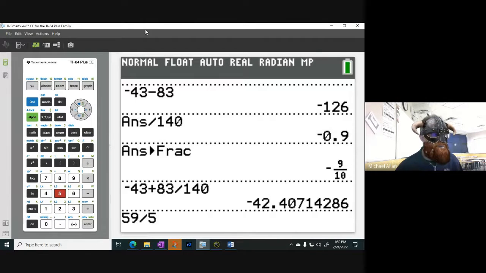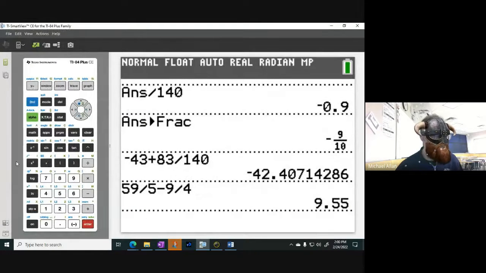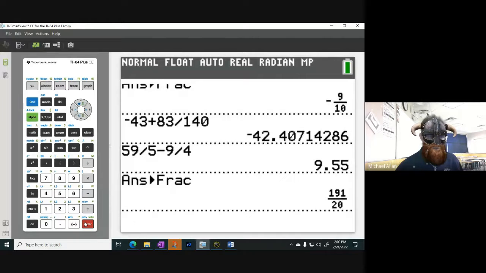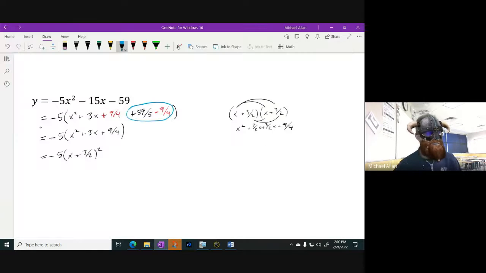59/5, and I'm going to minus 9/4. Right? It's a nice positive number. I'm going to go math, enter. That's fine. So 191 over, that's not a very good number. I'll go 9.55 for now. Okay, so this becomes 9.55. Okay, so then you take this number, you've got to pop it out of the bracket.